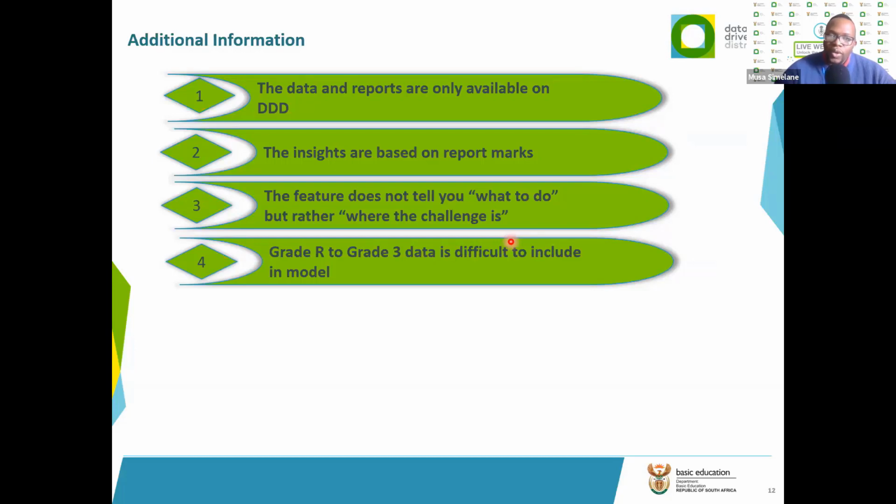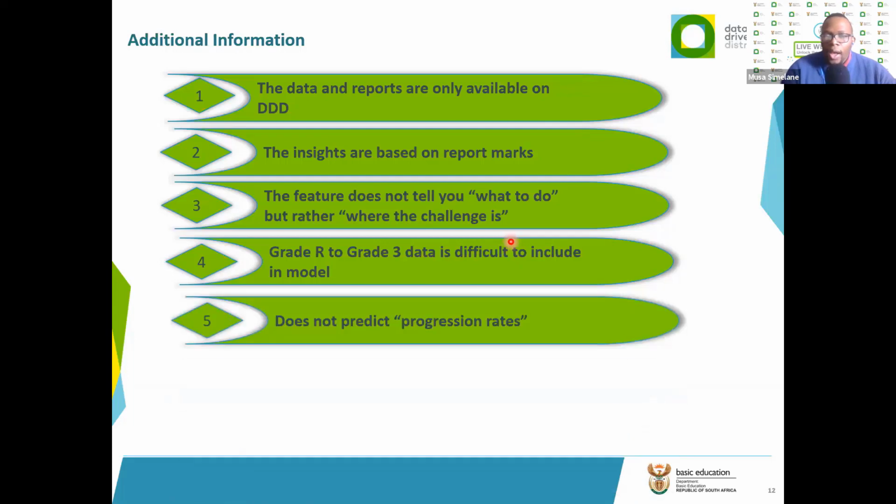So as a result of that, the model finds it difficult because it's got nothing to compare with, because all the marks are usually good. So as a result, the report is not available for grade R and for grade 3. And even if it was available there, it wouldn't give us useful data, simply because of the normally high achievement we're seeing in grade R to grade 3. I think this one is an important one.